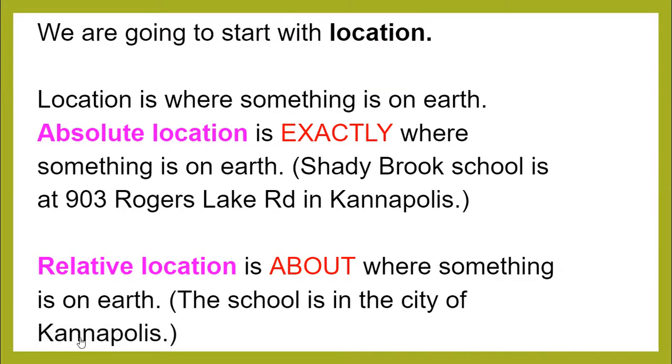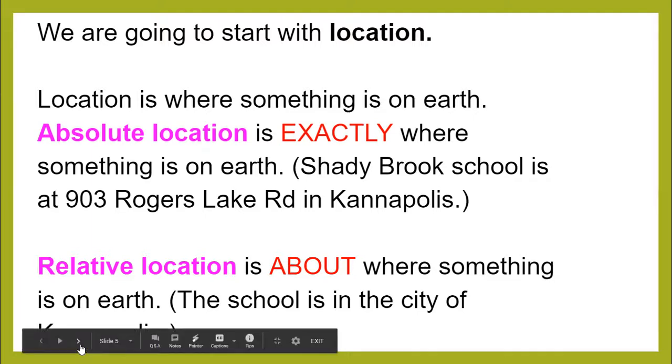Absolute location is exactly where something is on earth. For example, Shady Brook School is at 903 Roger Lake Road in Kannapolis. The relative location is about where something is on earth. The school is in the city of Kannapolis.